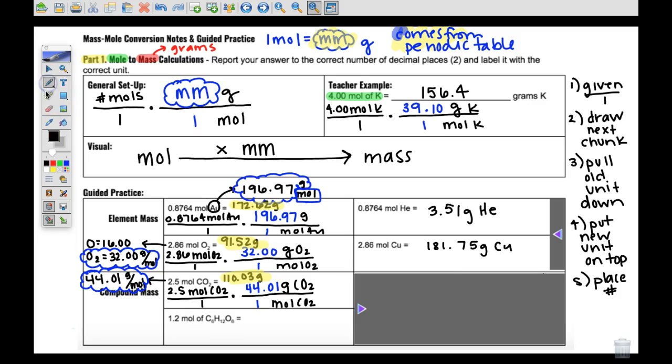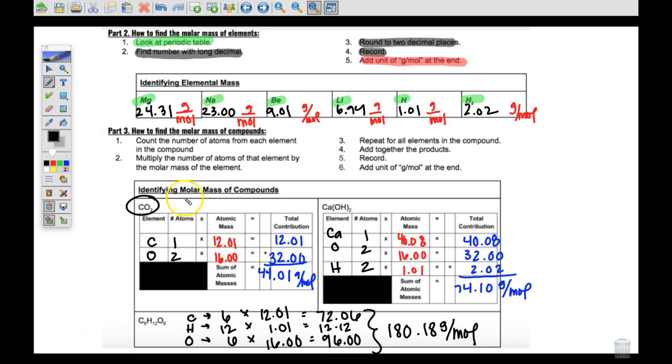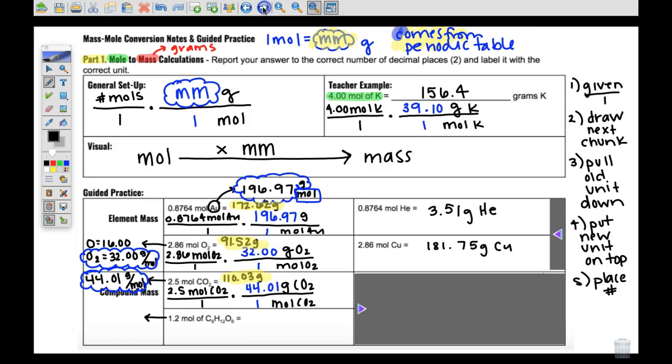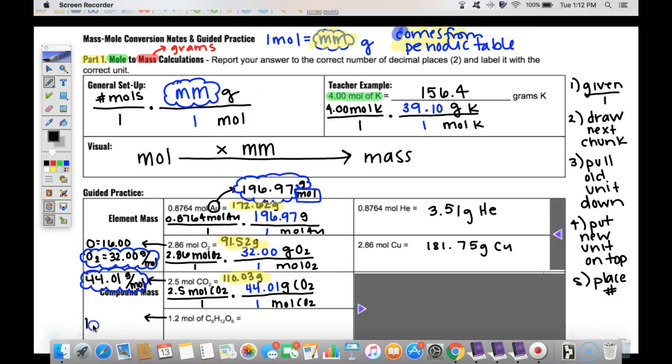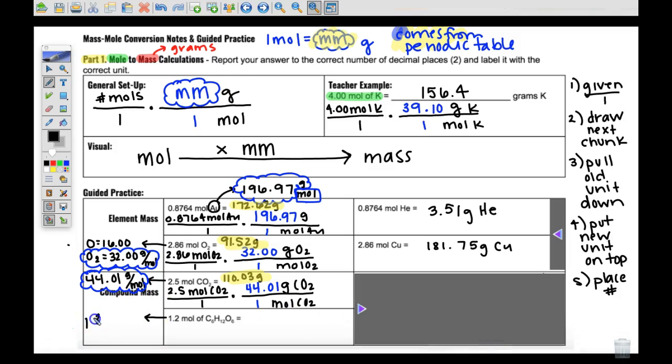Our last guided example is asking for how many grams are in 1.2 moles of glucose, or C6H12O6. My first step is to find the molar mass. Luckily, I already did this in my last class, at 180.18. But I'm going to jot that down here just so I have it on record.